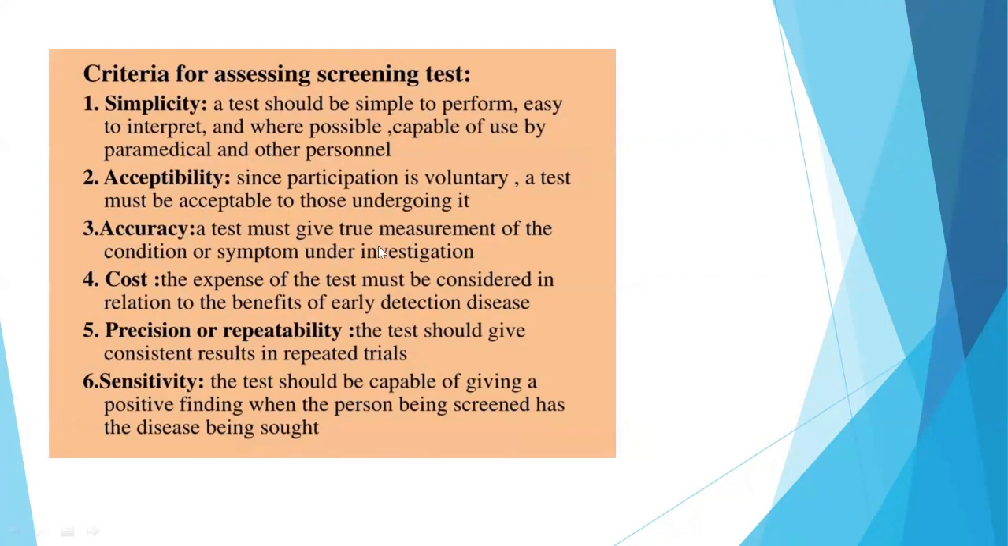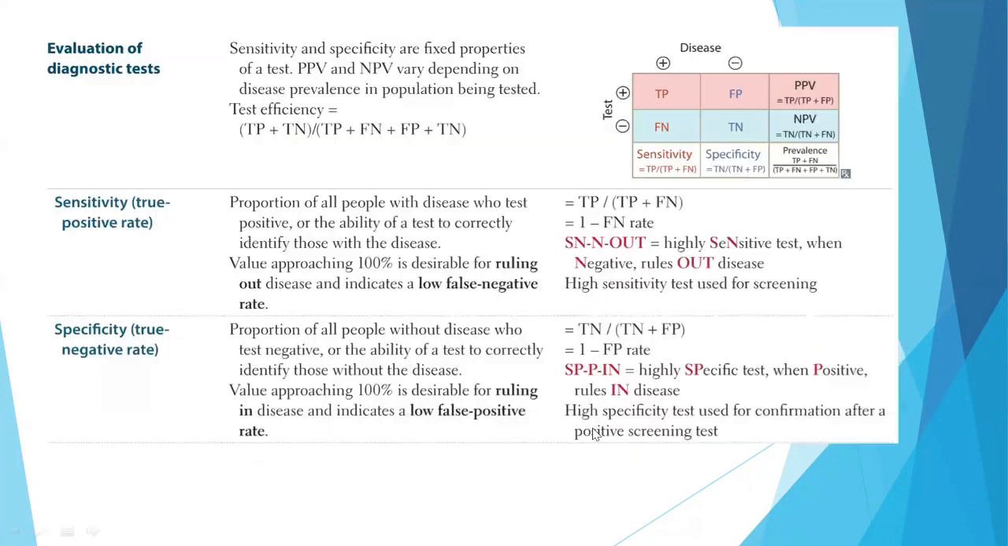Accuracy. A test must give a true measurement of the condition or symptom under investigation. The cost of the test must be considered in relation to the benefit of early detection of the disease. The test should give consistent results in repeated trials, and the test should be capable of giving a positive finding when the person being screened has the disease being sought. Now, these concepts are very, very important.